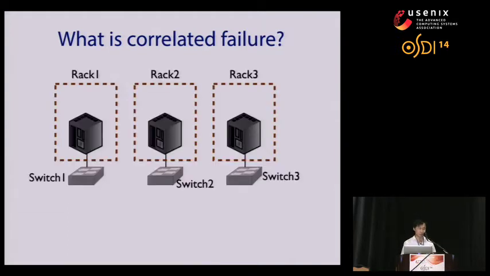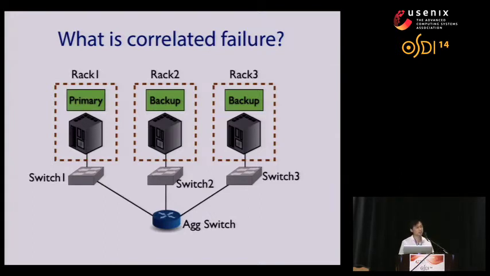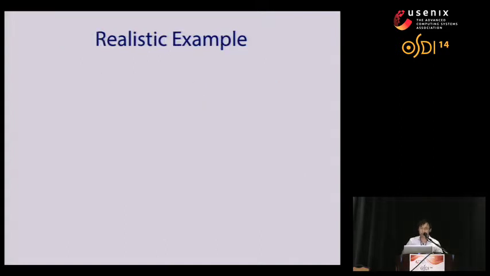Assume I'm a service provider, and I'm maintaining 3 individual racks. I replicated the important state of my service across the 3 racks. I hope this redundancy configuration can enhance the reliability of my service. Unfortunately, unbeknownst to me, the 3 racks depend on the same aggregation switch. If this aggregation switch fails, the 3 racks will become unavailable at the same time. This simple example illustrates documented failures.